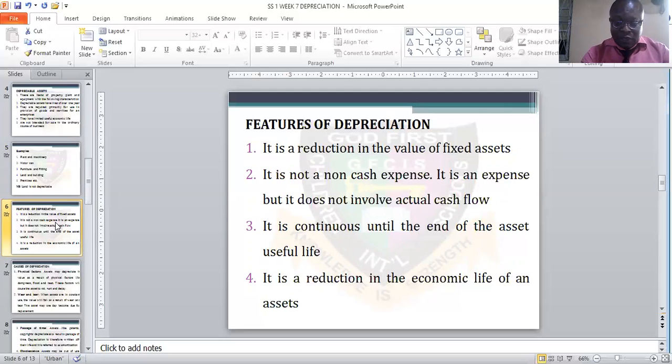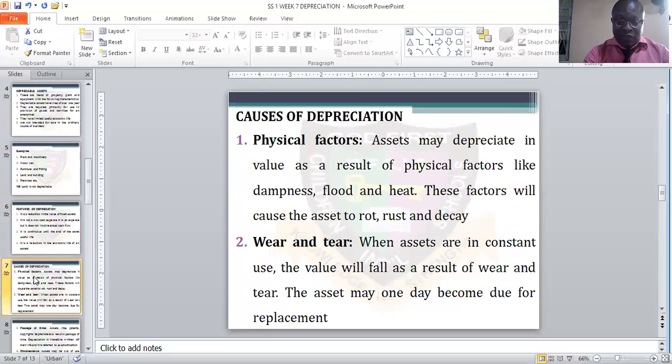So then the fourth one is it is a reduction in the economic life of an asset. So the economic life of an asset can also be reduced. So let us look at the causes. What are the things that can cause assets to be depreciated?